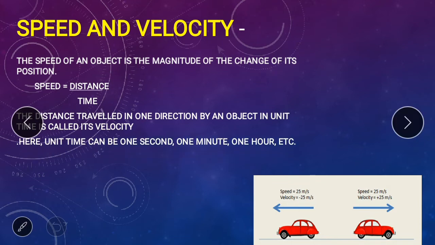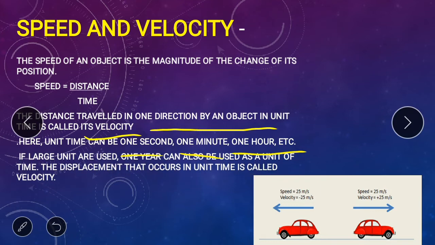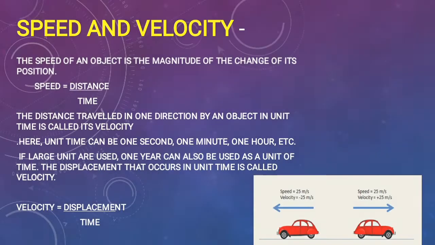Then you come to velocity. So what exactly is velocity? The distance traveled in one direction by an object in unit time is called its velocity. Now what time can we choose? We can choose 1 second, 1 minute, or 1 hour, according to your choice. If large units are used, 1 year can also be used as a unit of time. The displacement that occurs in unit time is called velocity.